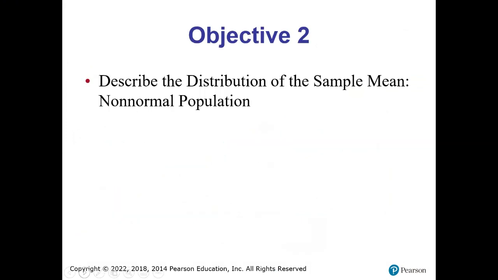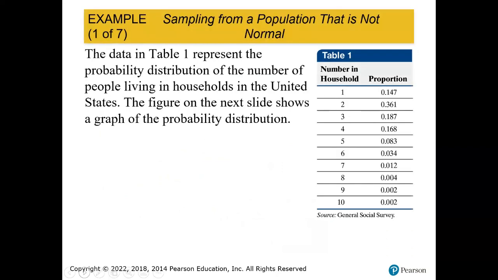The second thing we're going to look at then is what happens if my original population is not normal. Can we still do these calculations if my original population is not normal? All right, so let's take a look here.